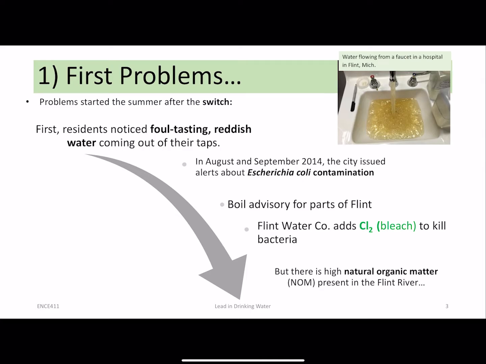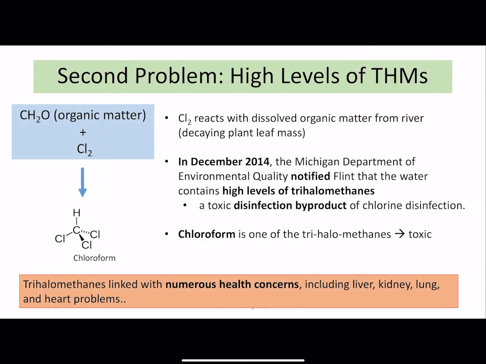So what happened when the bleach finds the natural organic matter in the water? It can react with this organic matter, forming THMs. THMs are different products. One of them is chloroform, and this is very toxic to humans. So if we ingest these kinds of products, we can have health problems. They can damage our organs in the body, like liver, kidney, heart, and several other organs.